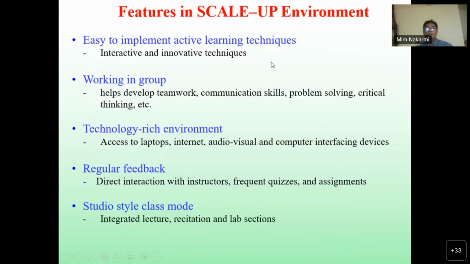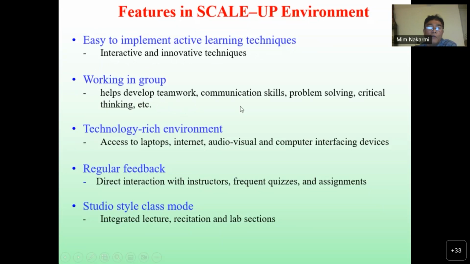All right, so let's go a little bit into detail. In the scale up environment, I'm again saying the scale up environment is a classroom. Inside that classroom, we can easily implement active learning techniques. There are lots of active learning techniques. I will also discuss some of them. It has to have interaction. It could be some innovative techniques, and in this environment, students work in groups.